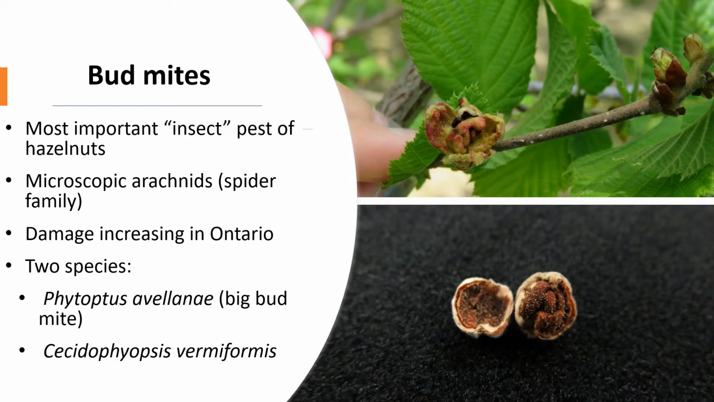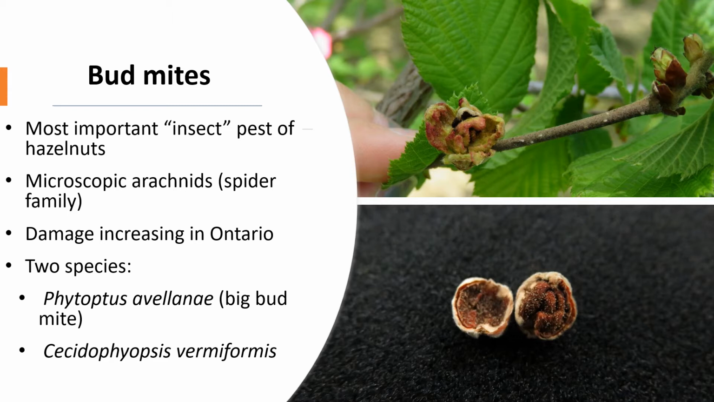Bud mites are the most important of the insect pests of hazelnuts, but I have that in quotations because they aren't actually insects. They are microscopic members of the spider family, and they're related to some of the foliar pests you may be familiar with from other crops, such as two-spotted spider mite. However, they have a slightly different biology. This pest has been increasing in Ontario hazelnuts over the last 10 years.